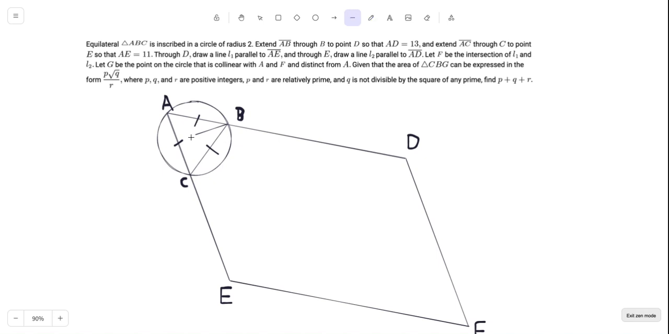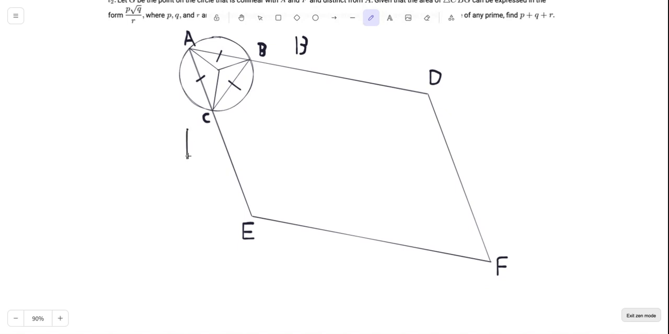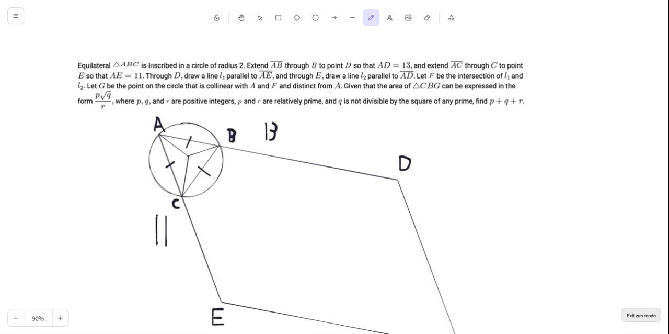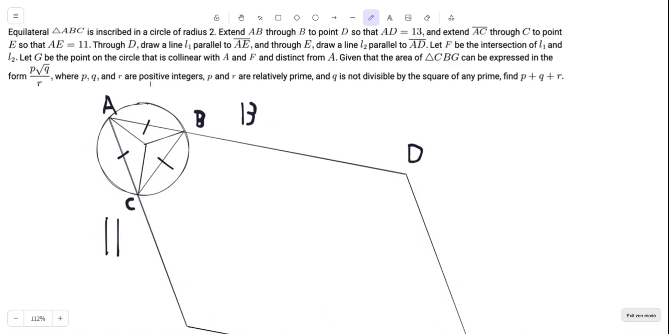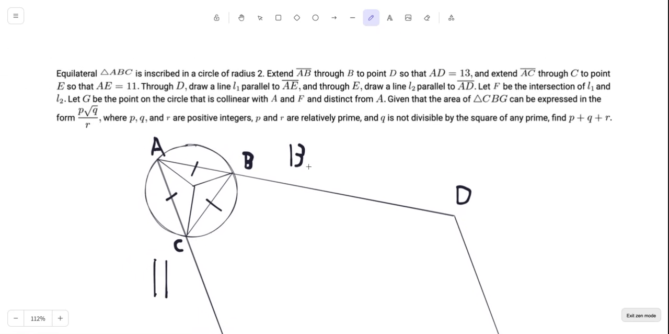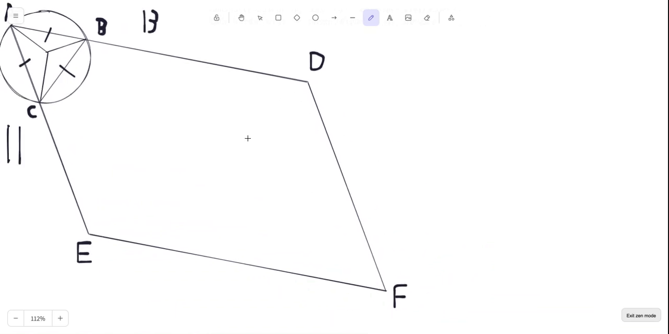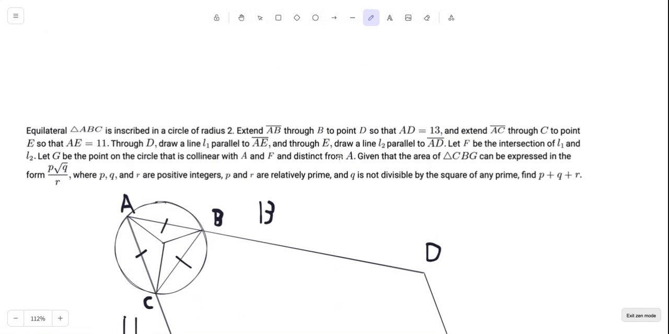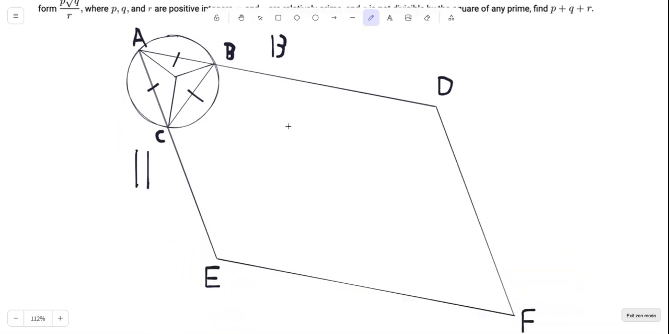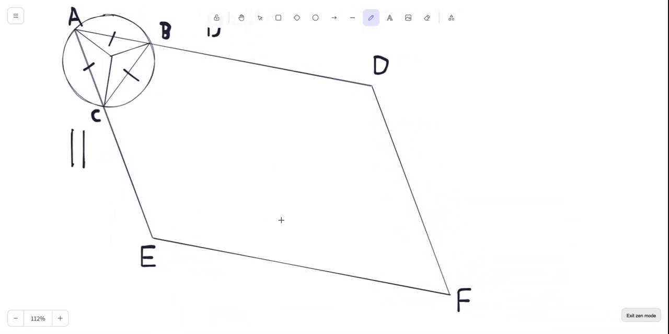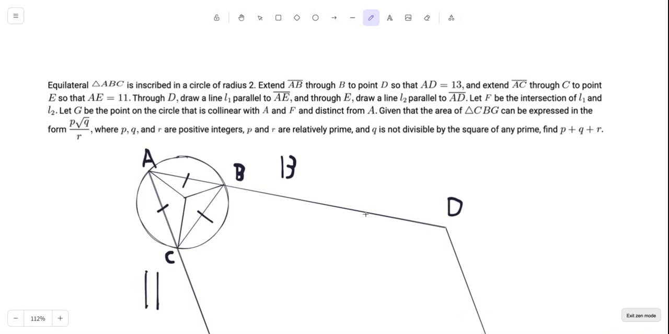So first of all, if you extend AB through B to D such that AD equals 13, and AC through C so that AE equals 11, then through D, draw a line parallel to AE, and through E, draw a line parallel to AD. So what that does is make this parallelogram with their intersection being F.